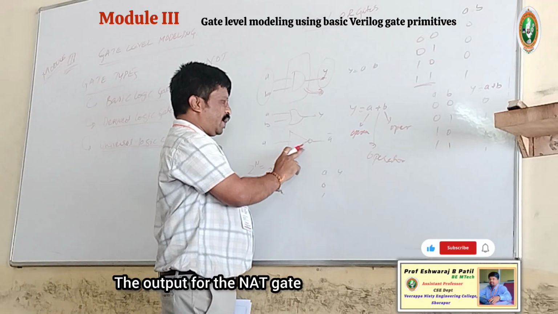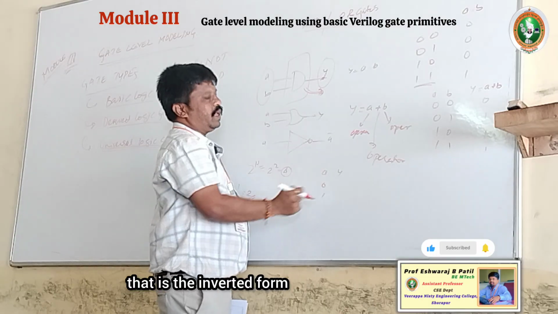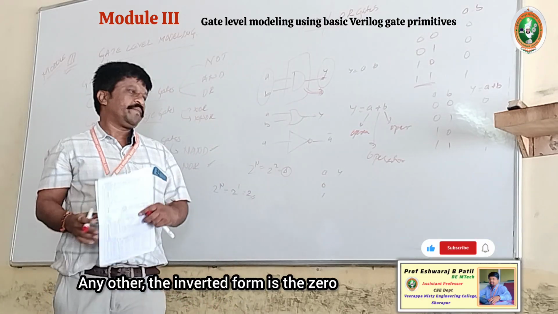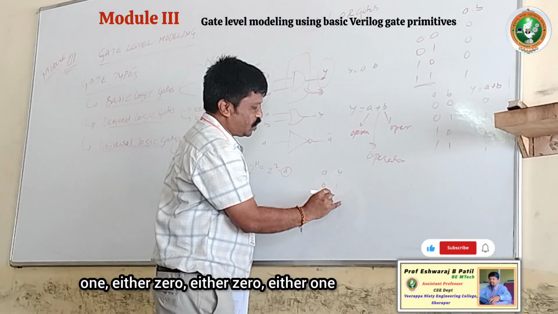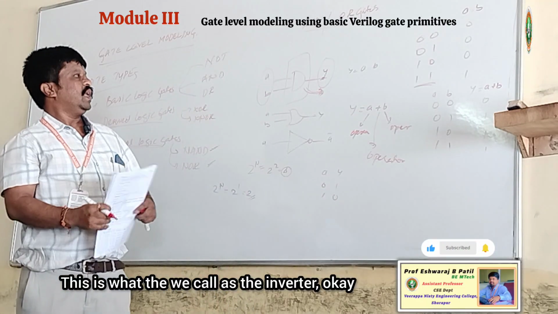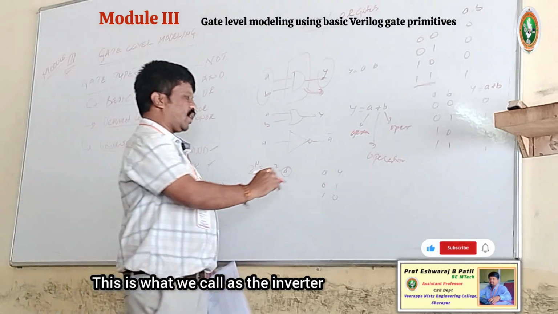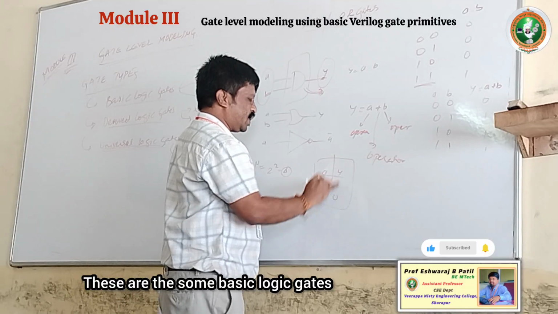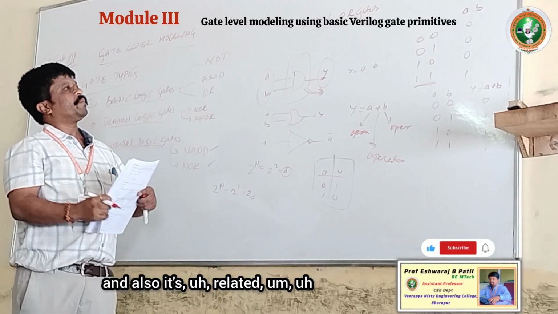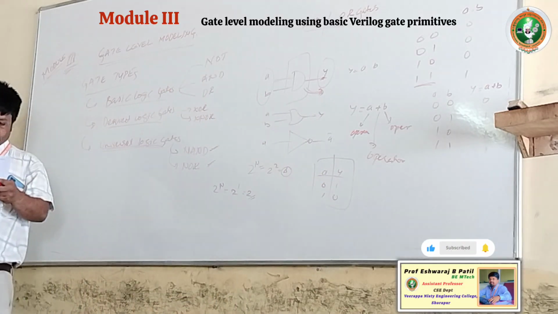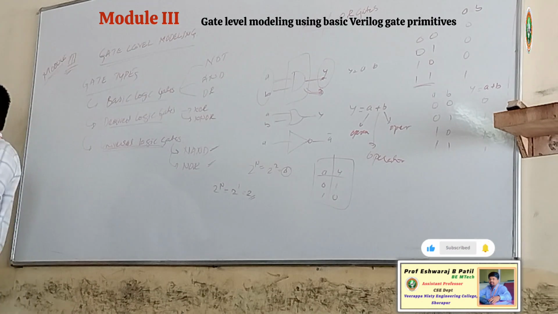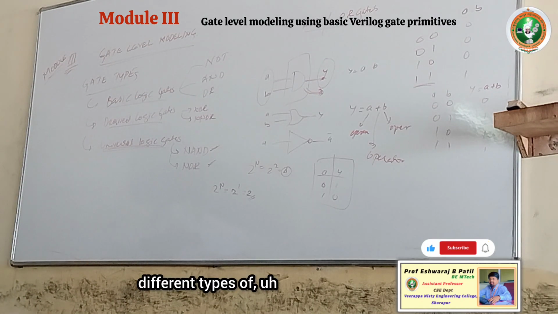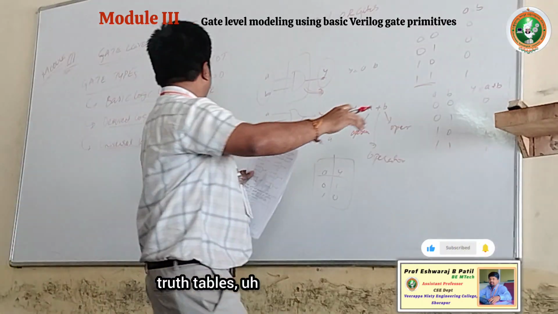The output for the NOT gate, whatever the input is, is the inverted form. 0 gives 1, and 1 gives 0. This is what we call the inverter. These are some of the basic logic gates and their related truth tables. We also have many different types of logic gates, and different types of truth tables related to them.